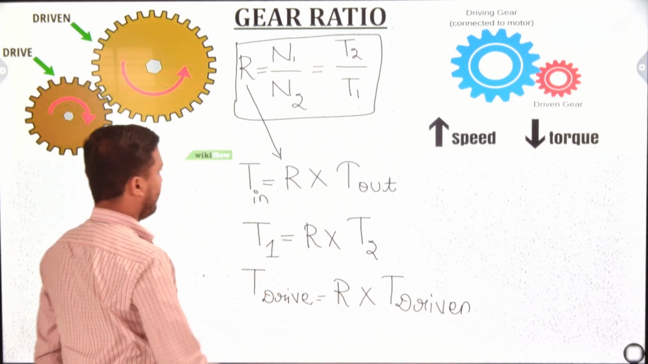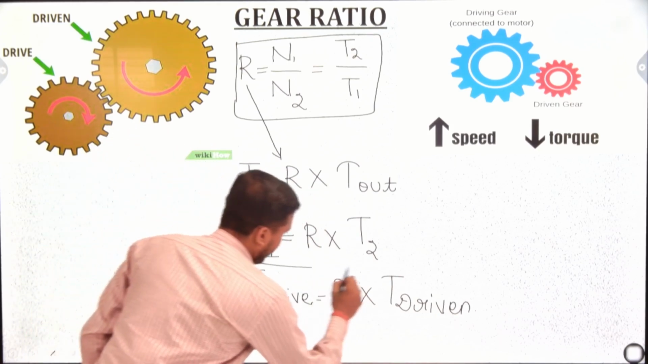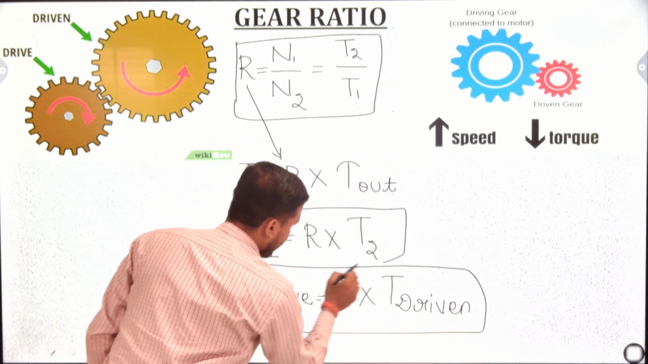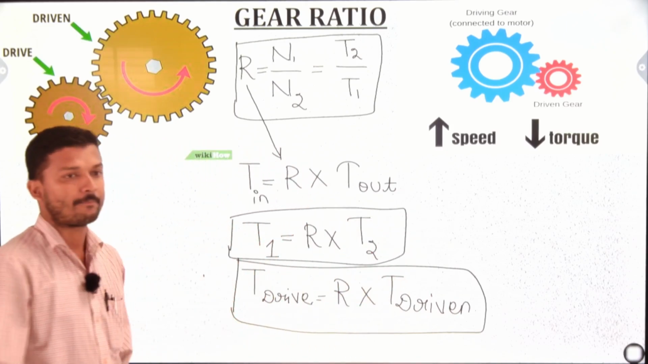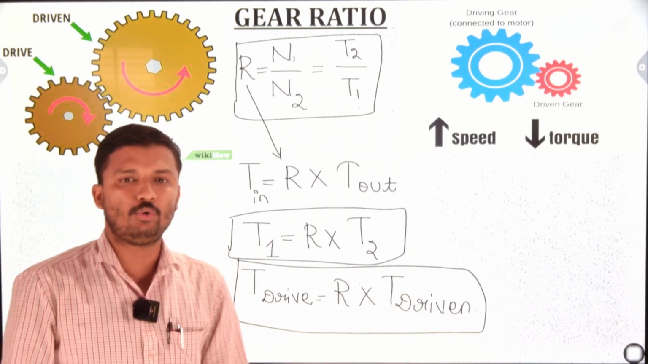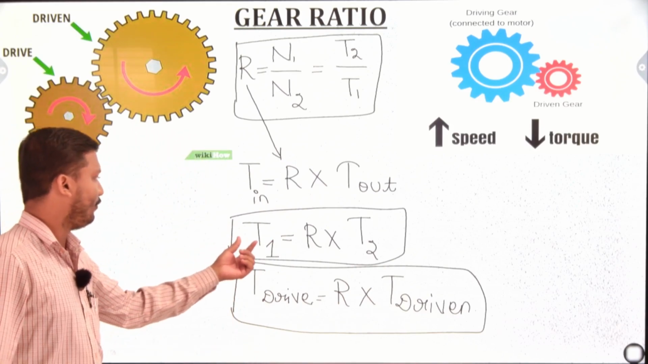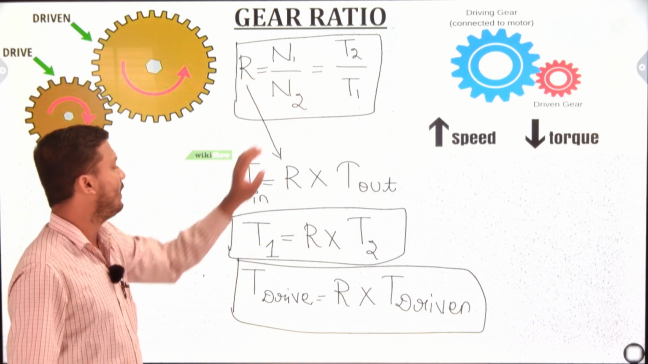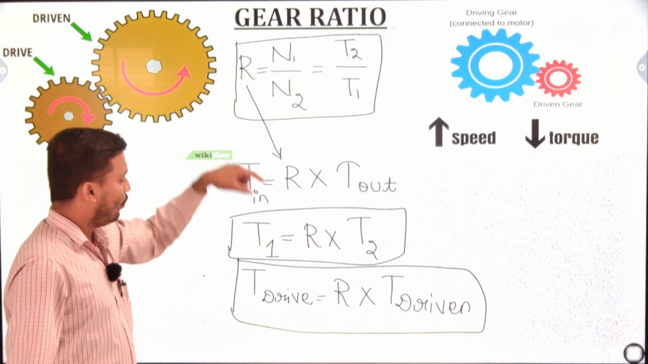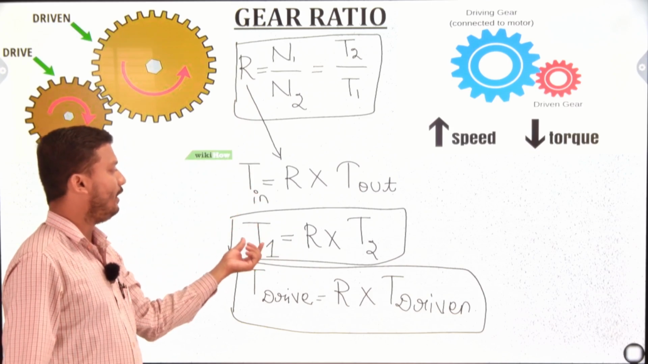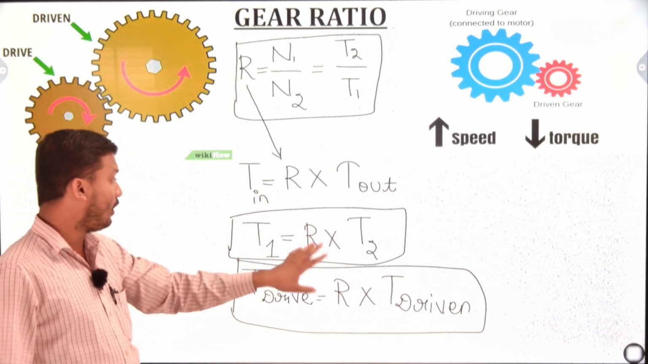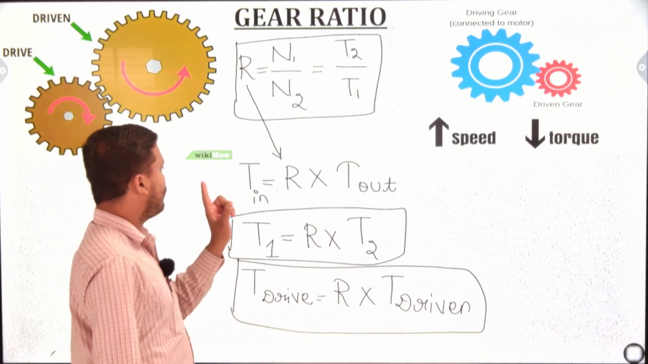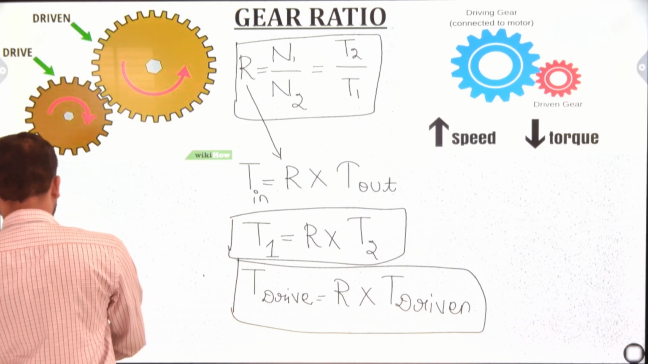So this is the last formula, or we can write this formula for simpler understanding. T1 is equal to R into T2. R is the ratio we are going to get. After getting the ratio, we put it over here to get T1. If you know the value of T2, we get T1, or if you know T1, we get T2.